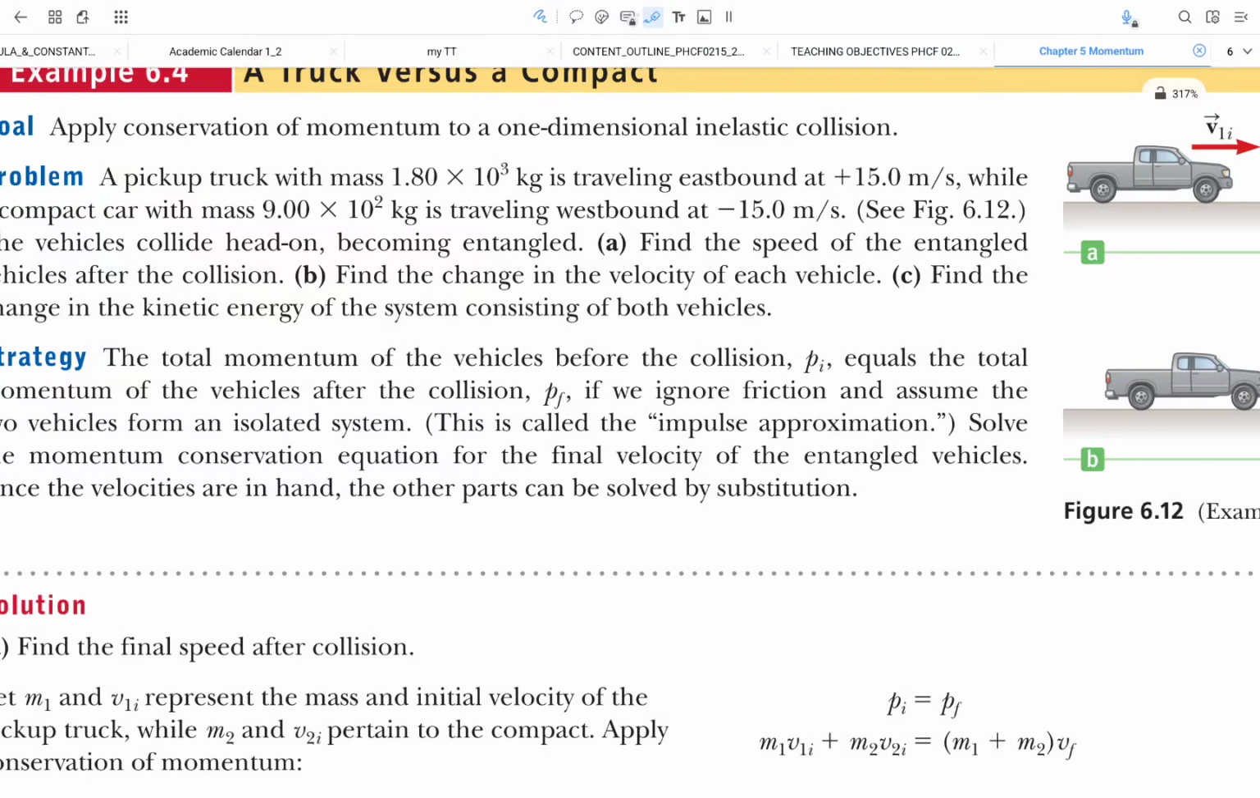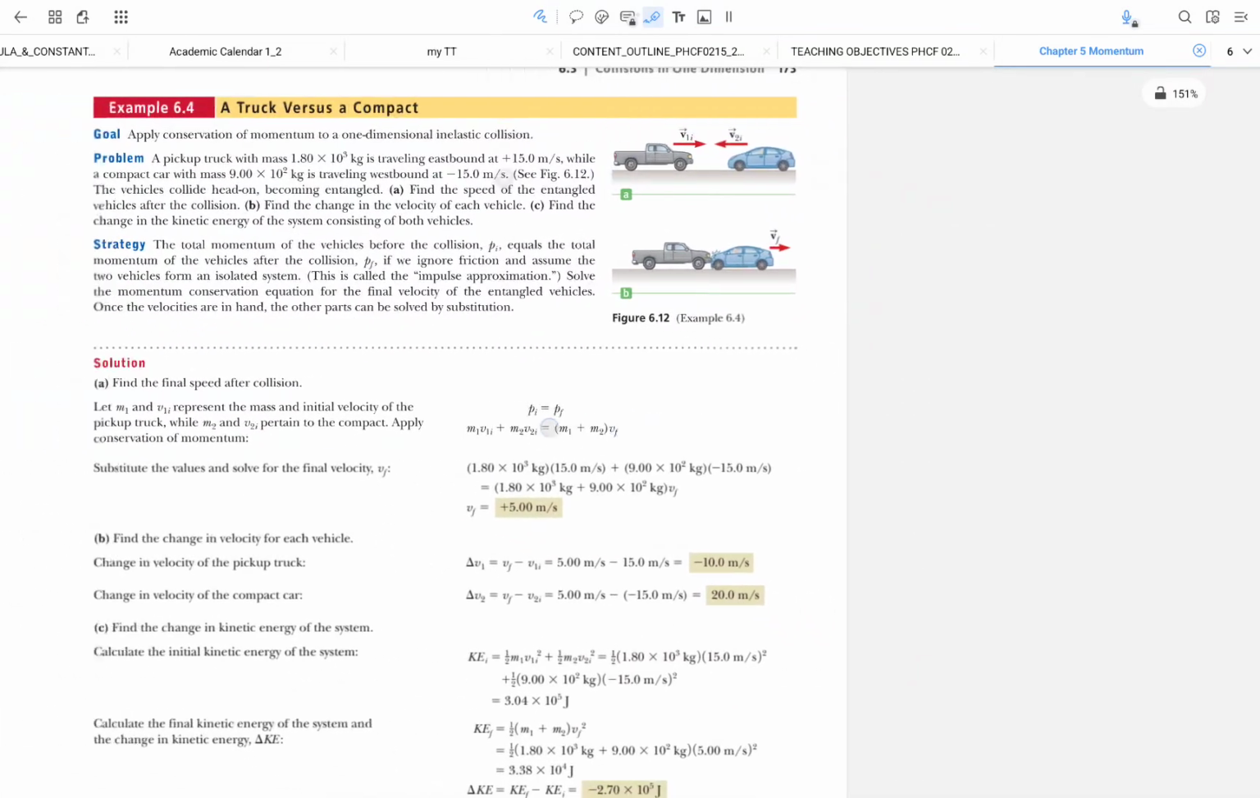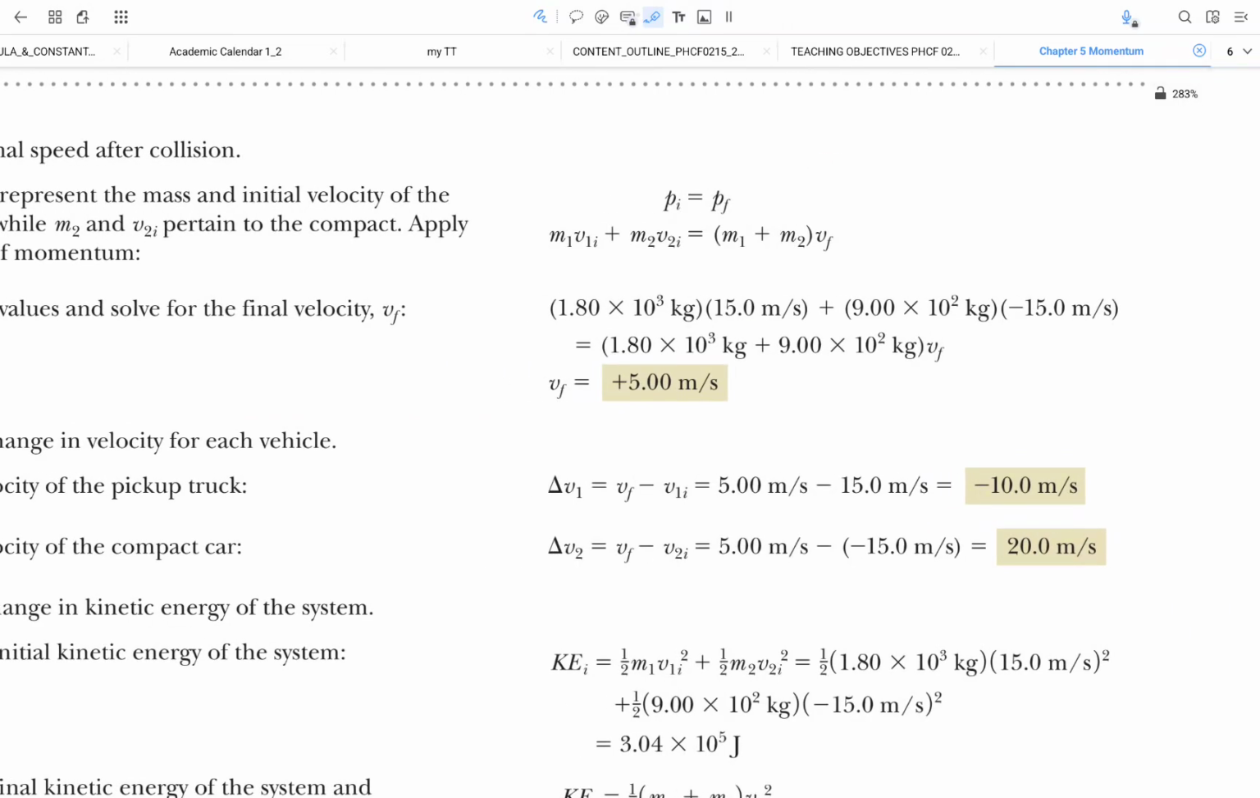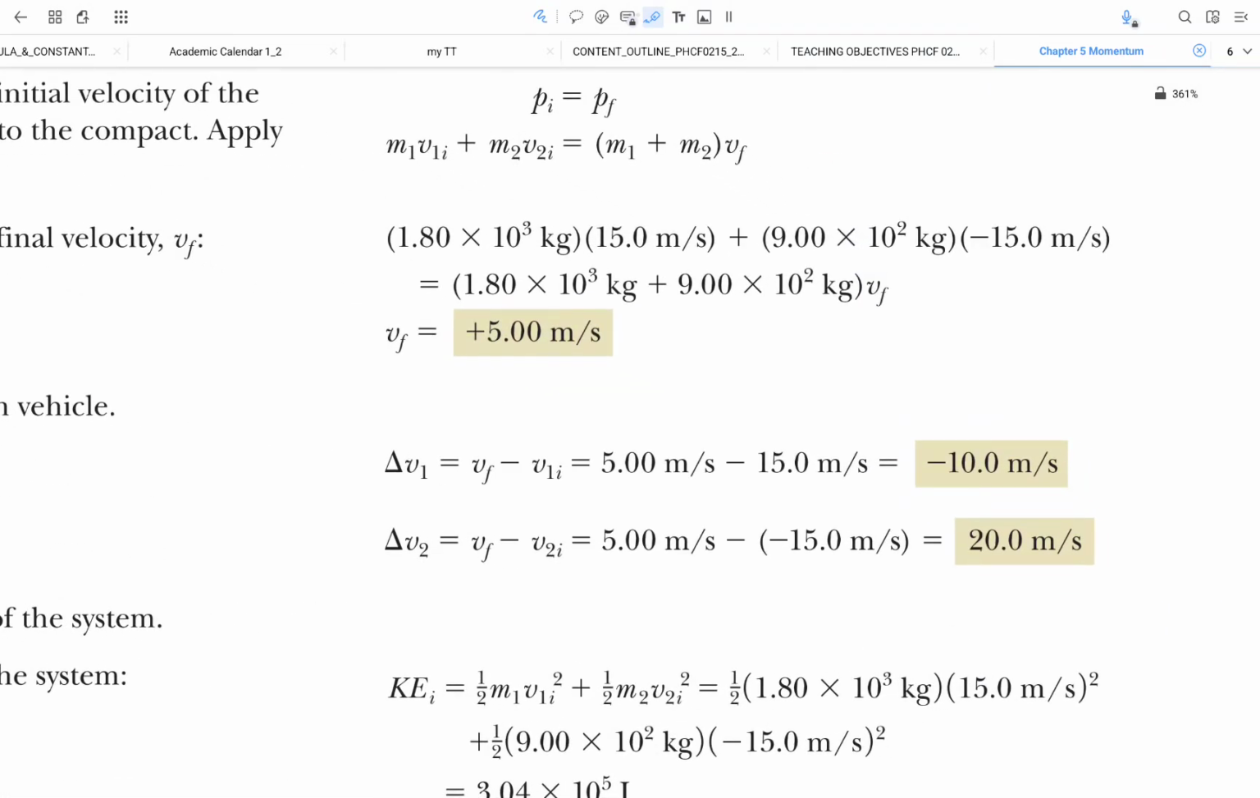Now next question. Now that you get that the V final is becoming less, they want you to do a little bit of measurement in terms of the change in velocity of each vehicle. Each vehicle, meaning for the truck how much the velocity changes, and for the car how much. So the final velocity of each of the vehicles is 5 meter per second. So 5 minus 15.